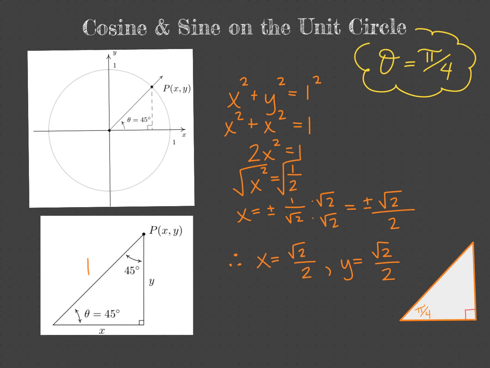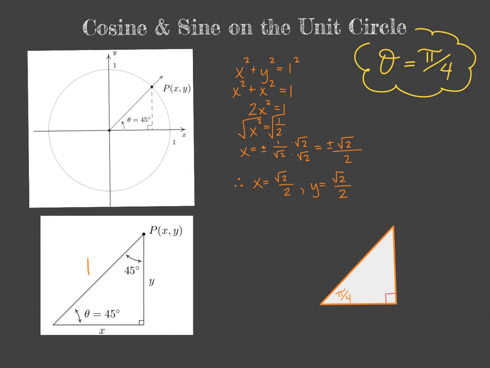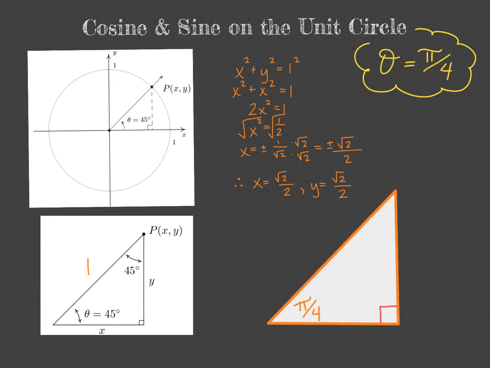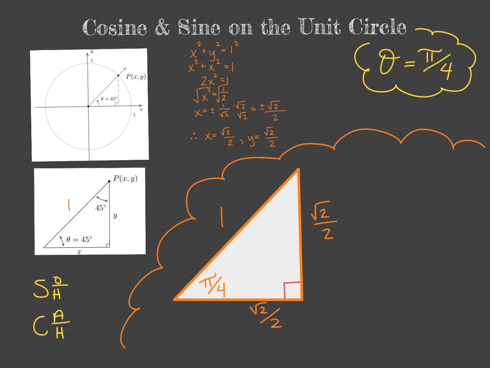So we have a generalization: any right triangle on our unit circle that has a reference angle, we'll talk more about that later, of pi over 4, has obviously a hypotenuse of 1, and leg lengths of root 2 over 2.